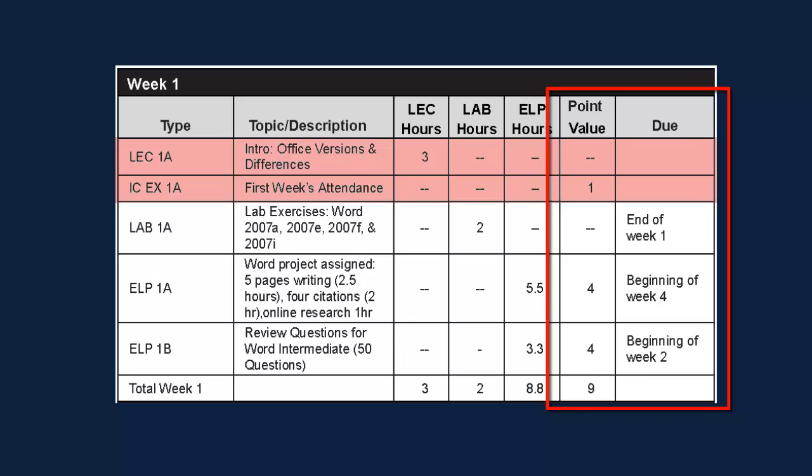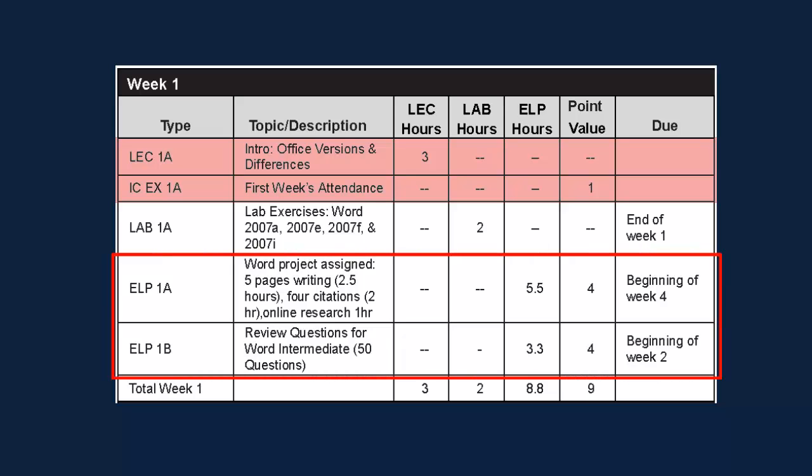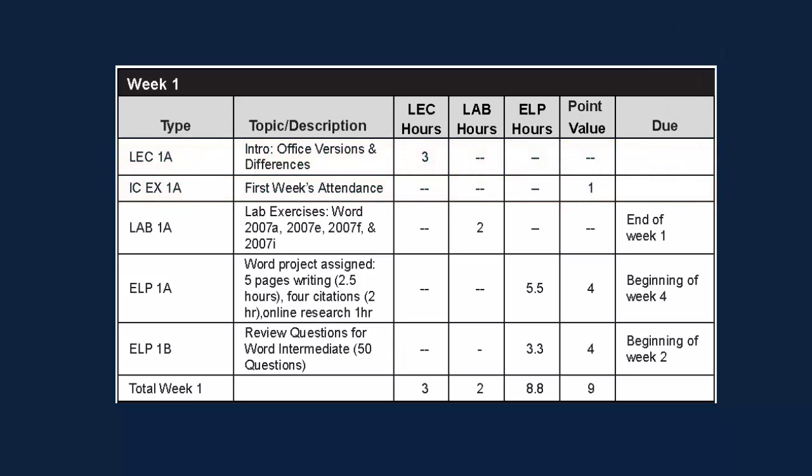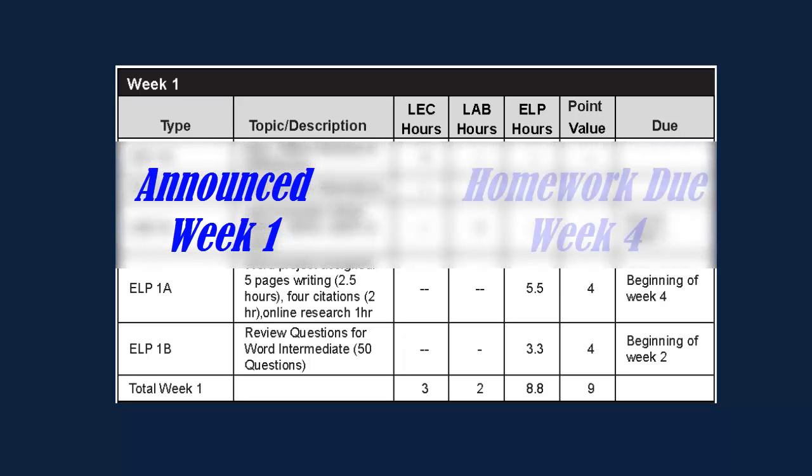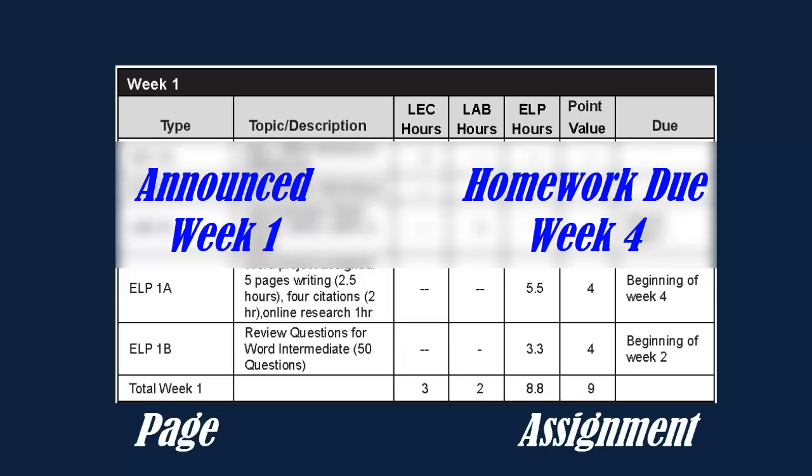For ELPs, aka homework, that have points assigned, you may need to create 2 different placeholders. The key is when the homework is due. If the homework is due in the same week as it is assigned, you only need to create a single assignment activity. If, on the other hand, homework is announced in one week and due in a later week, you will need to create 2 items, a page resource to describe the homework in the first week, and an assignment activity to collect and grade it in the week that it's due.